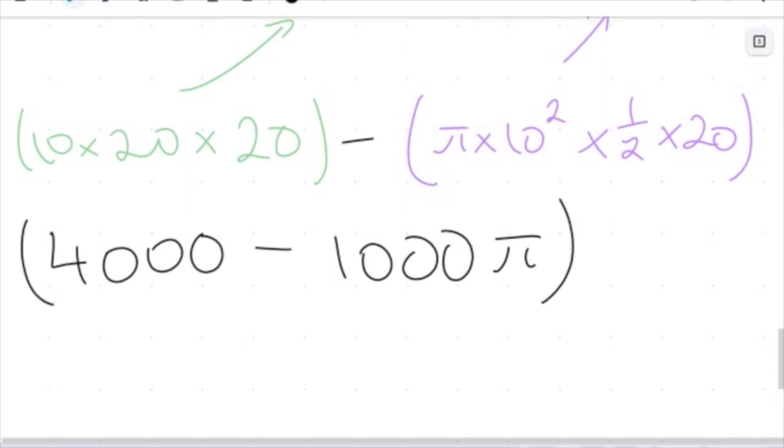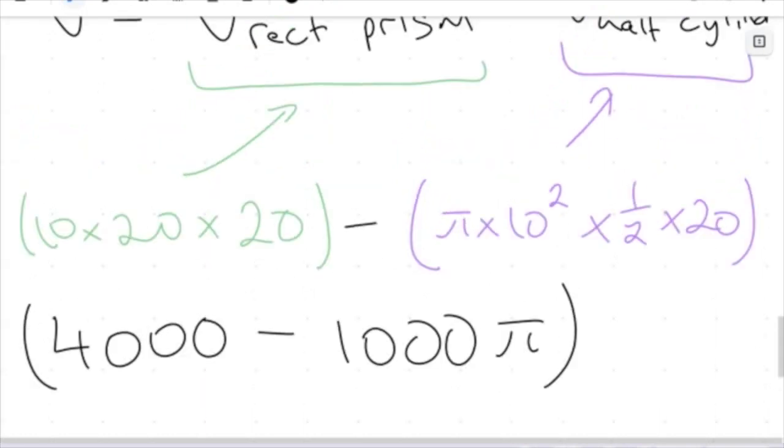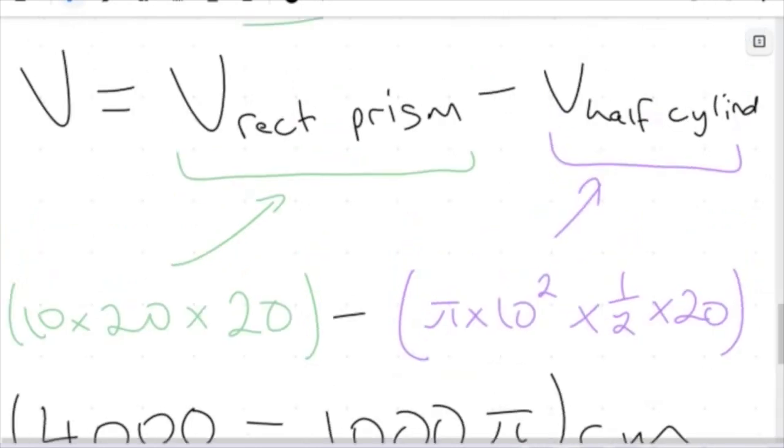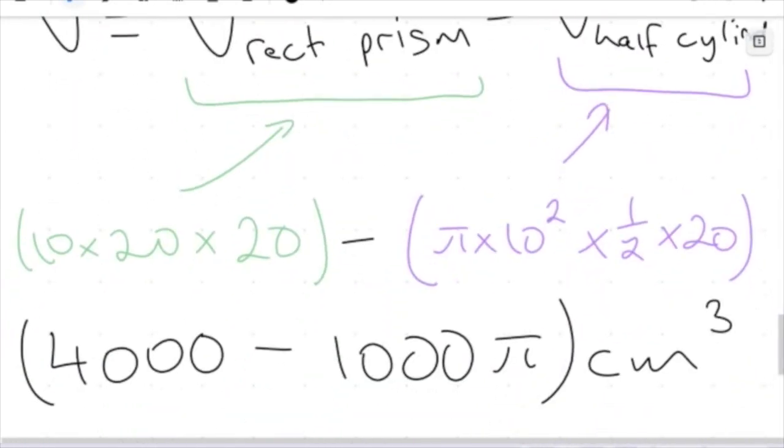I'm leaving it in exact values because once again, I don't have a calculator, but you can leave it in exact values as well. You don't always have to leave it in decimal points. Usually questions here will specify the level of rounding they want you to do. But if you see exact values, we always want to leave things in terms of pi. And once again, I've put centimeters cubed because we are measuring a volume. So the units are all going to be in centimeters cubed because we are looking for a volume. We are looking for 3 dimensions.